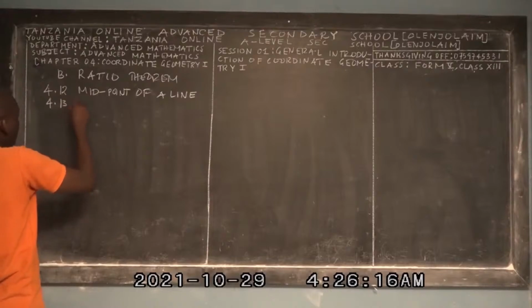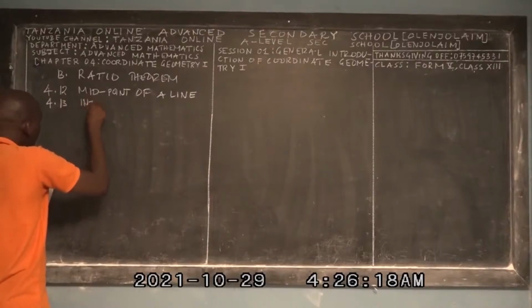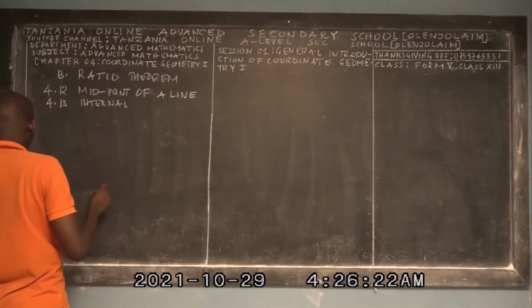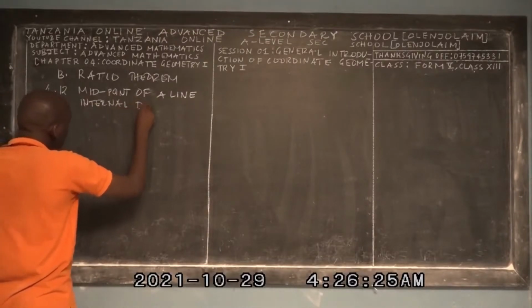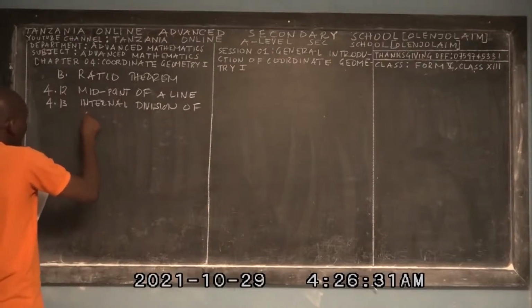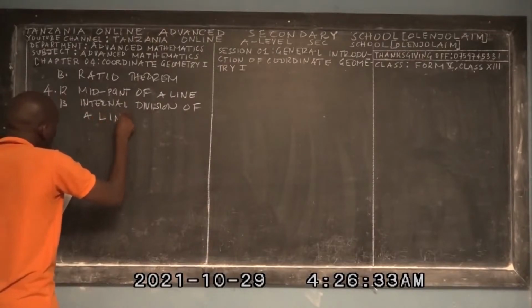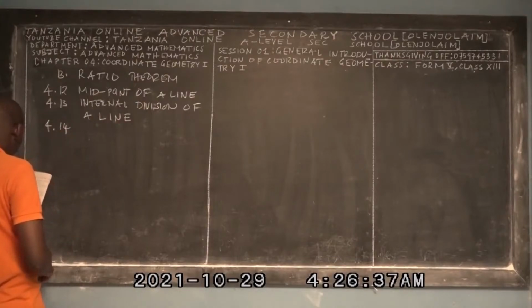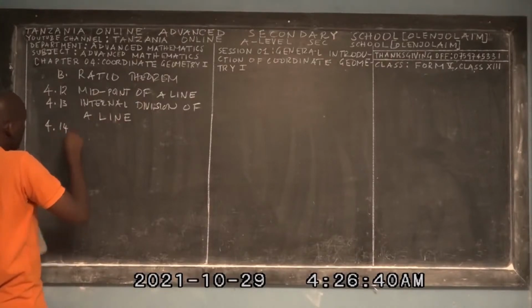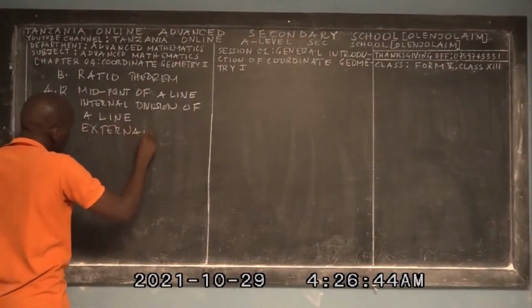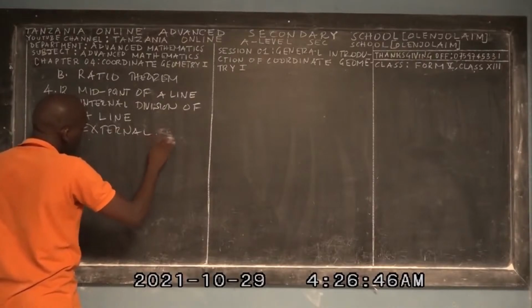Then the next concept that we are going to teach you is all about internal division of a line, not a vector line, but lines in coordinate geometry. Then the next concept is external division of a line.